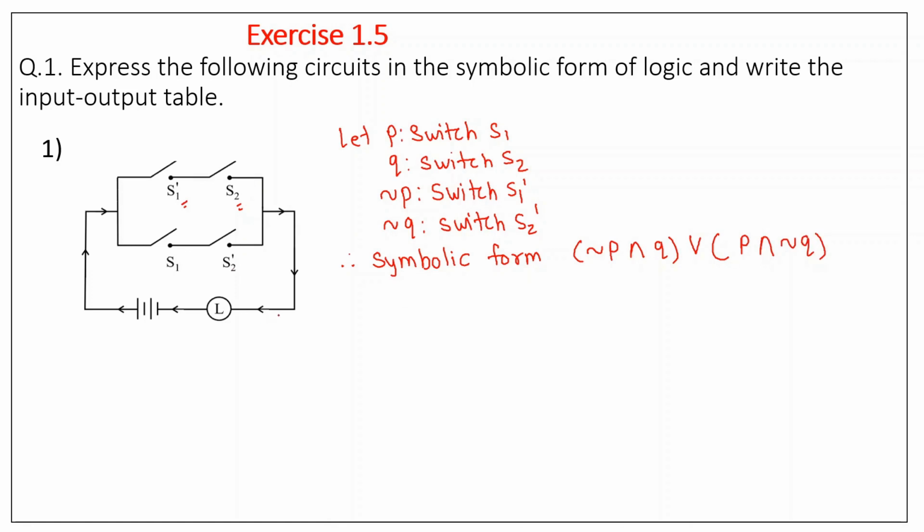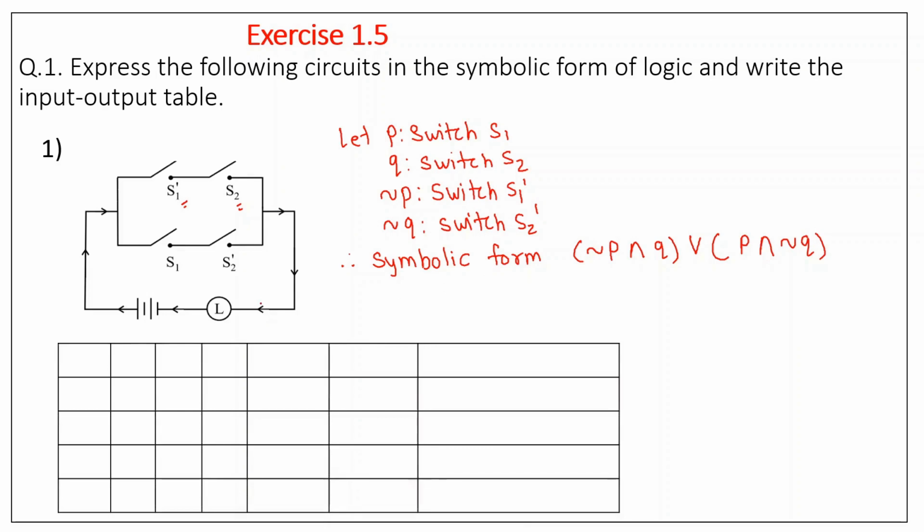Okay, so this is the symbolic form of the given circuit. Okay, so we have to make the input output table. As there are two components, we write P as first, Q as second, negation P, negation Q. What will be the third column? This negation P and Q. Next one will be this P and negation Q, and the last will be the whole statement, that is negation P and Q or P and negation Q.